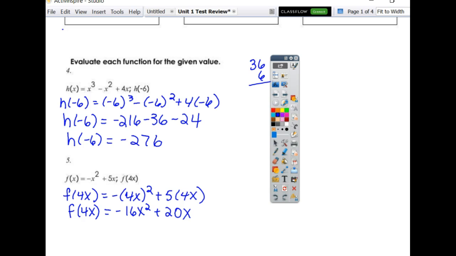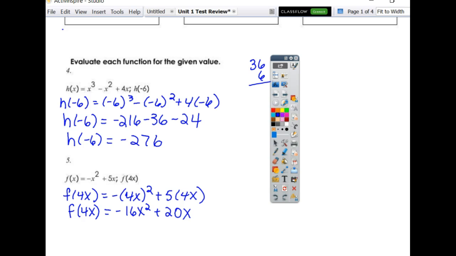Also, how many people got this for an answer? If you did not square the x squared, you didn't get this for an answer. You got -36 or something. So when I square this, 4 times 4 gives me 16. X times x gives me x squared, and I still have the negative there. And I can't combine these because this is squared and that isn't.